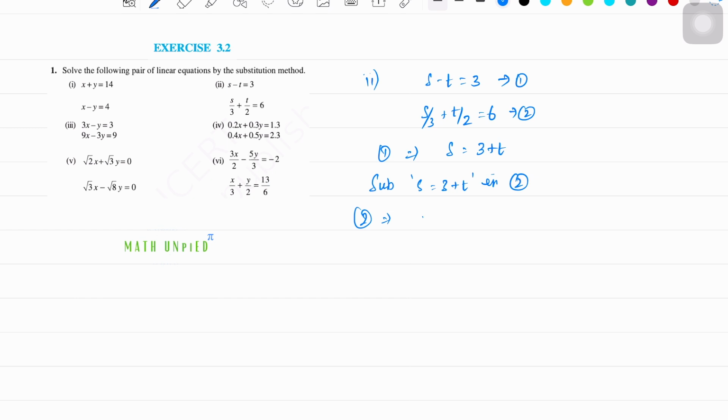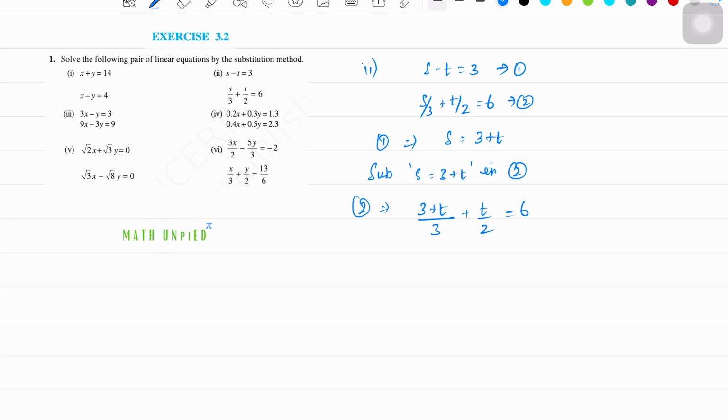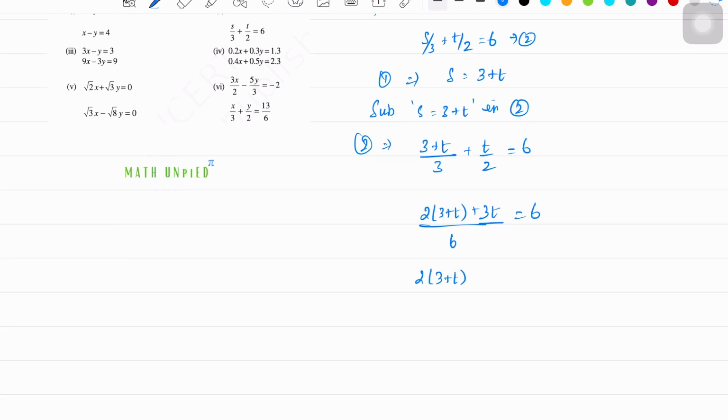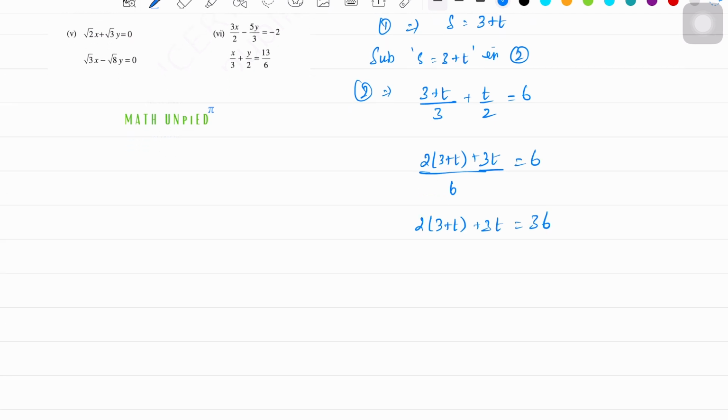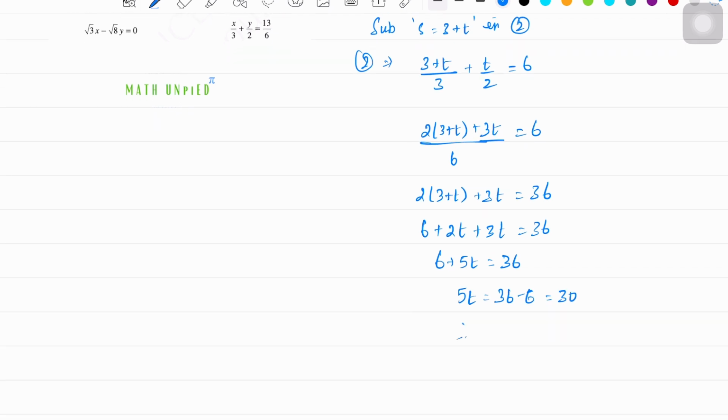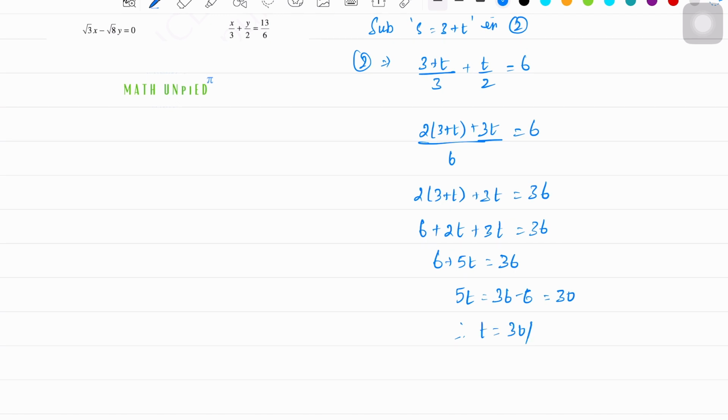becomes (3 plus t) over 3 plus t over 2 equals 6. So let's take LCM. Now this is 6 and this will go 2 times: 2 times (3 plus t), plus this will go 3 times, so 3 times t is 3t, equals 6. Now cross multiplying, 2 times (3 plus t) plus 3t equals 36. Now we'll expand this: 6 plus 2t plus 3t equals 36, or 6 plus 5t equals 36, or 5t equals 36 minus 6, which is equal to 30. Therefore t equals 30 over 5, which is equal to 6.